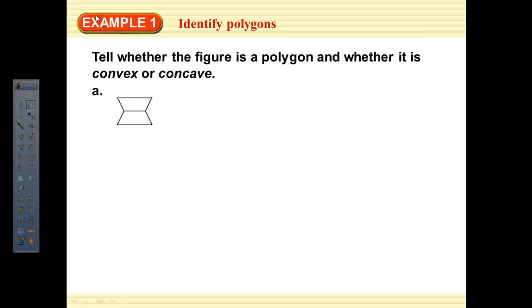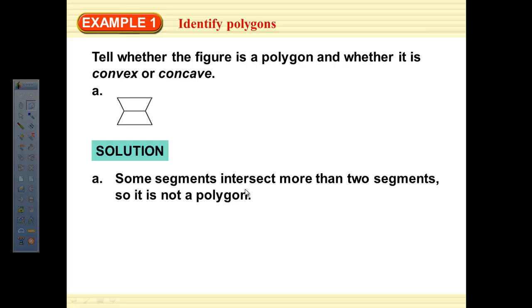Okay, in this section we're going to look at polygons and how to identify them, and the different words that we use to identify polygons. For this example in particular, we're going to tell whether the figure is a polygon, and then if it is, determine whether it's convex or concave. In this case, the figure is not a polygon, and that's because each segment has to be connected to two other segments. If we look at this segment, for example, it's connected to three different segments, so that makes it not a polygon.